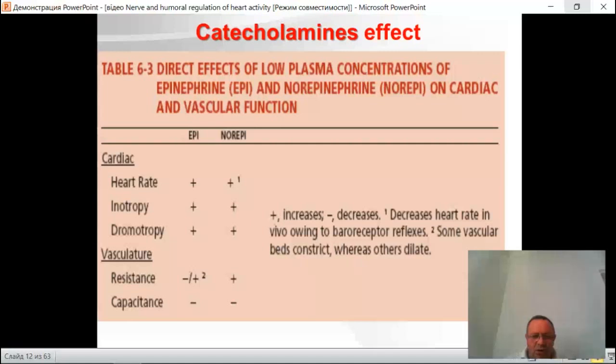Inotropic effect on contractility gives the effect of increased contraction of muscles, from epinephrine and norepinephrine. Dromotropic effect, this effect on the conductive system, increases conduction velocity, and is influenced by epinephrine and norepinephrine.